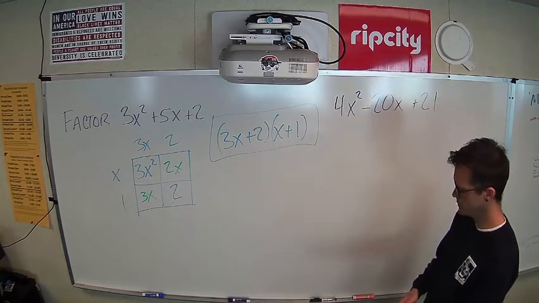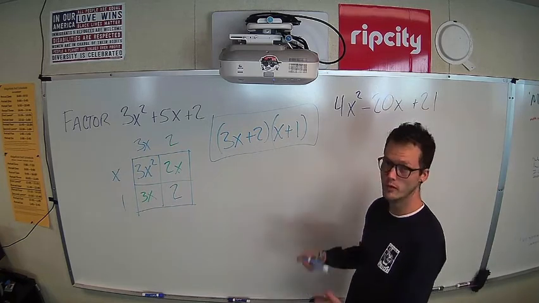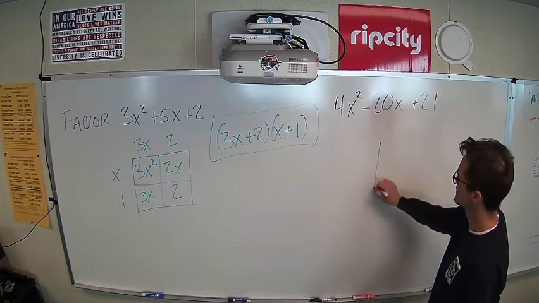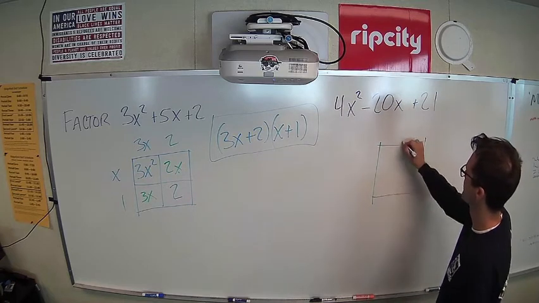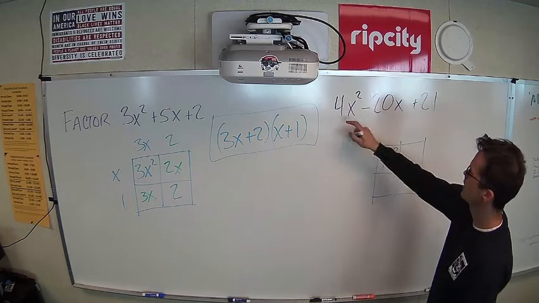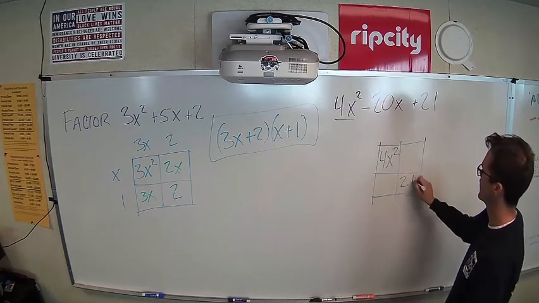Okay, let's do a second one. Again, I don't know how this one factors. We're going to figure it out together. So I'm going to create my box. Top, I'm going to put 4x squared from right here. The bottom right, I'm going to put my 21.